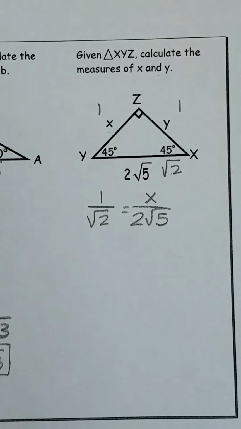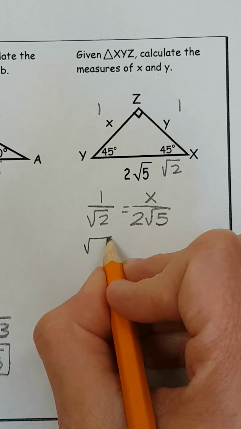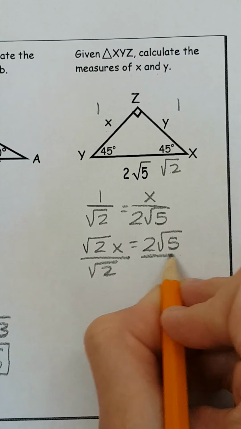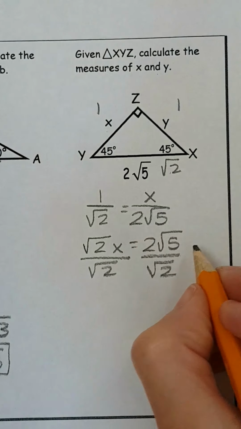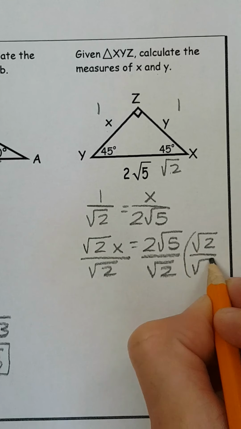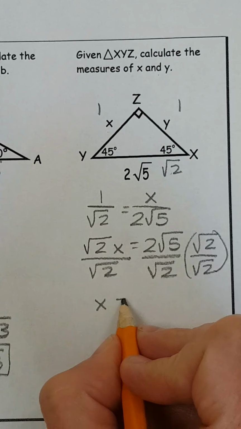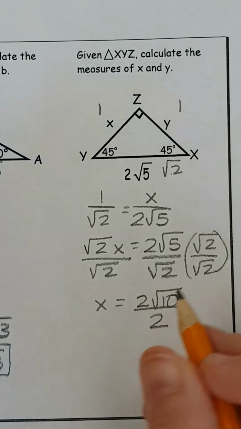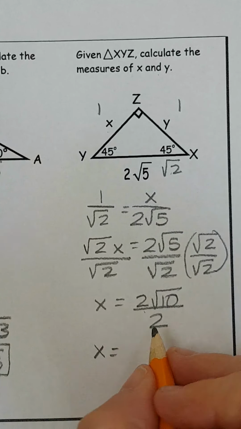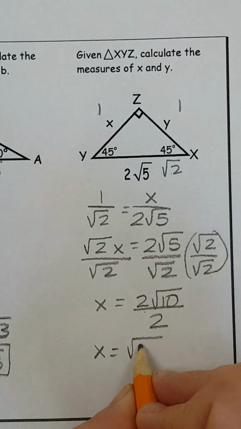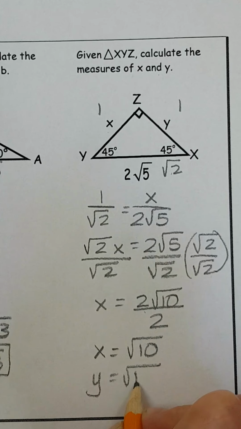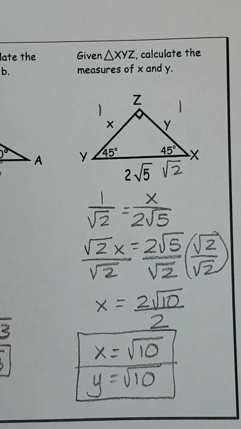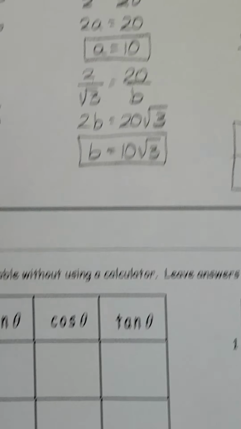Here's where it gets a little bit interesting. We're going to do cross multiplication. So root 2 x equals 2 root 5. We'll divide both sides by root 2, and you know that we can't have a radical in the denominator. So we need to rationalize, goes way back to February. X equals 2 root 10 over 2, because that's the square root of 4. And 2 divided by 2, so then that's that, and that's that as well. So there's an example where I think the ratios really come in handy.